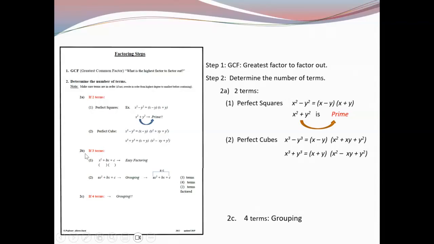Now comes 2b here, right? If we have 3 terms, I call it the easy factoring, but also this one is a little bit modified from a textbook. But first, let me show you how most instructors cover this section here with x squared plus bx plus c.